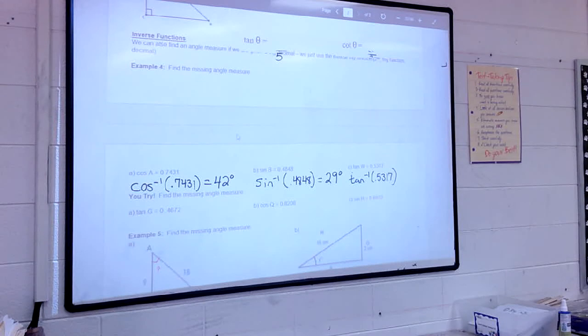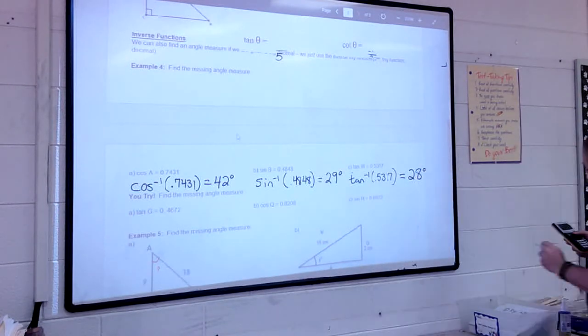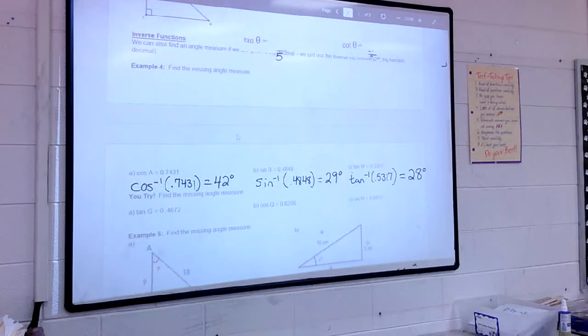Lastly, if we want to find the tangent, we're going to get second tangent of 0.5317. And that one should be about what? 28 degrees. Okay? So there's all my angles. So if you notice, anytime I'm solving for the angle, I'm going to hit that second button on the calculator. So that was a difference in the first one.